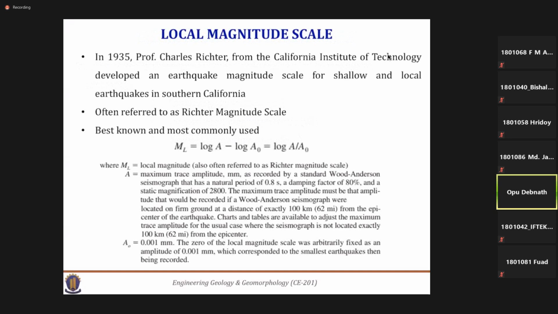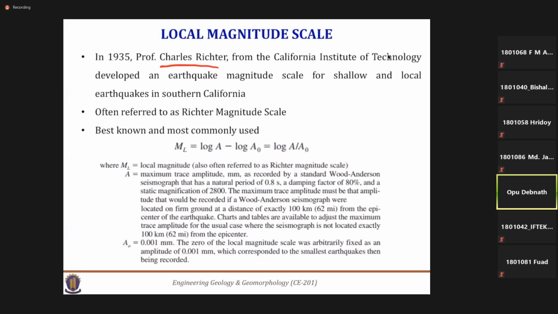The first one is the local magnitude scale. This is the Richter scale. In 1935, Charles Richter from Caltech developed this magnitude scale for shallow and local earthquakes. Nowadays this is a very popular scale, known as the Richter scale. This is a very common scale. The Richter scale is a logarithmic scale, and the range is 0 to 10. The most commonly used equation is log A by A0, for the local magnitude scale.